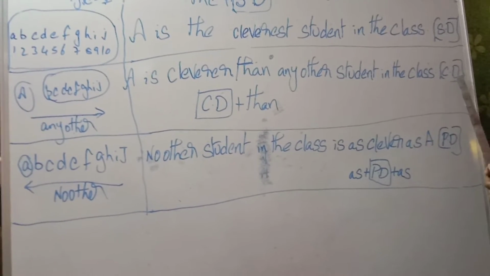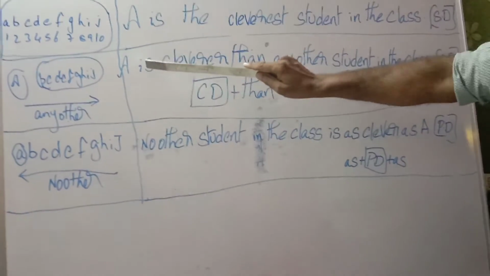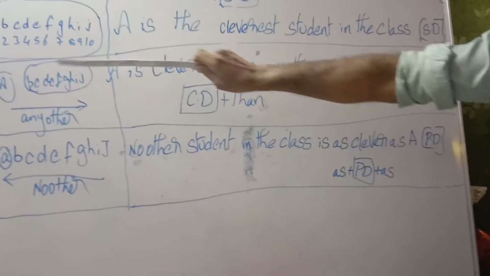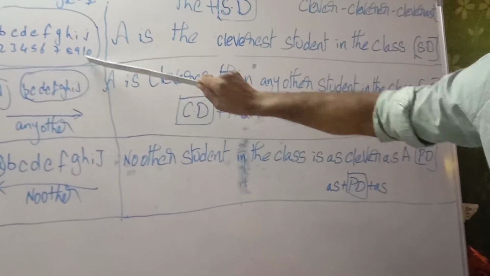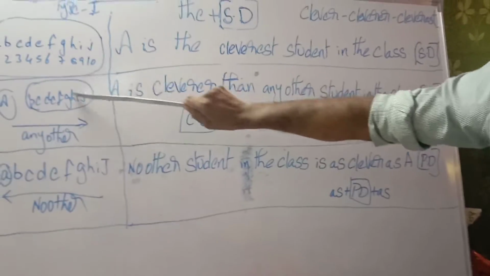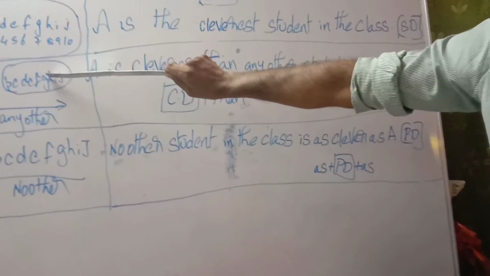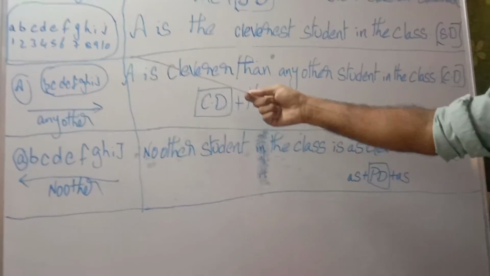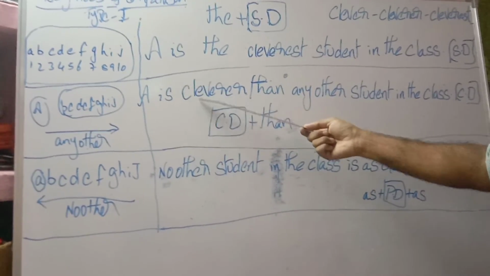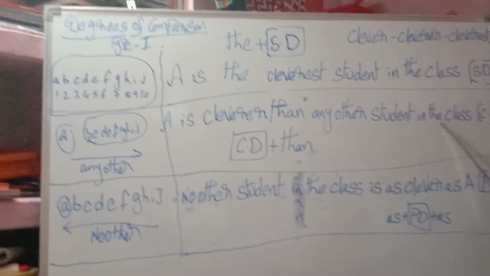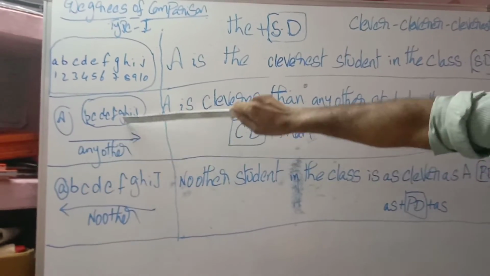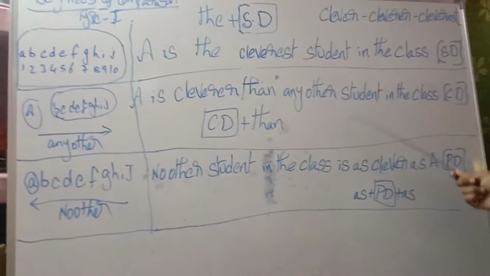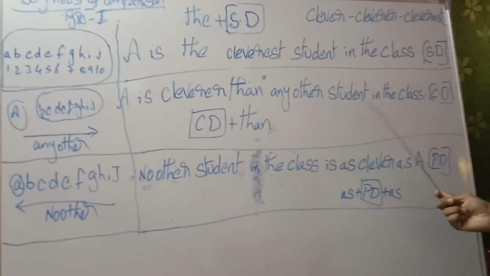A is cleverer than any other student in the class. This is comparative degree. We compared A with the remaining students, we called all the remaining students one group, and we named the group any other. Comparative degree comes from this side, so we have to start with A. A is cleverer than any other student in the class because no one got the first rank. So, clear: there is no change in the meaning, but the degree changes.